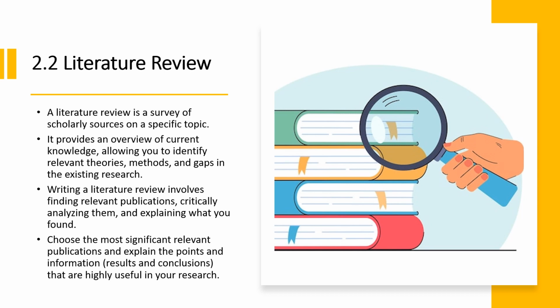Another common mistake in writing the literature review is writing too many related studies. The section 2.2 or literature review is not actually about having so many related studies presented, but presenting only those that are really significant and relevant to your study.